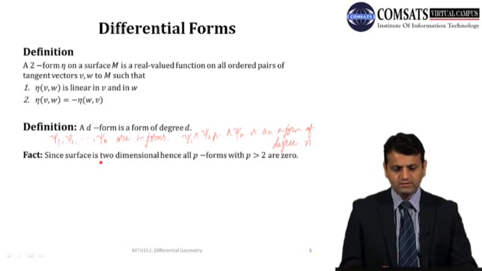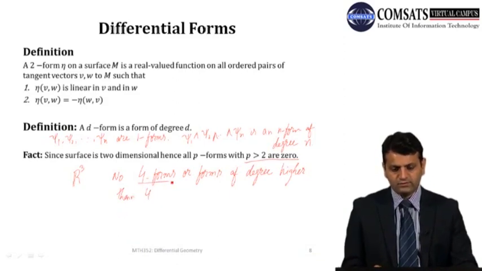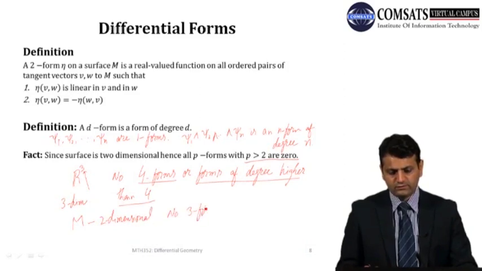सिंस सर्फेसेस आर टू डायमेंशनल, hence all the p forms with p greater than 0 are 0. ये चीज़ हमने पहले भी डिस्कस की थी, बिल्कुल ऐसे ही जैसे R3 में आपके पास नो 4 फॉर्म्स और फॉर्म्स ऑफ डिग्री हायर देन 4, क्योंकि हमारे पास जो R3 है it is 3 डायमेंशनल. सिमिलरली हमारे पास जो सरफेसेस हैं these are 2 डायमेंशनल, और अगर ये 2 डायमेंशनल हैं देन नो 3 फॉर्म्स और फॉर्म्स ऑफ हायर डिग्री.